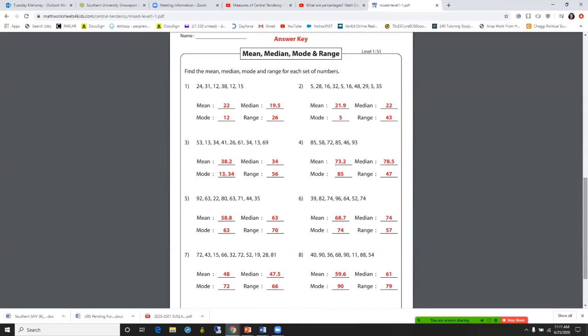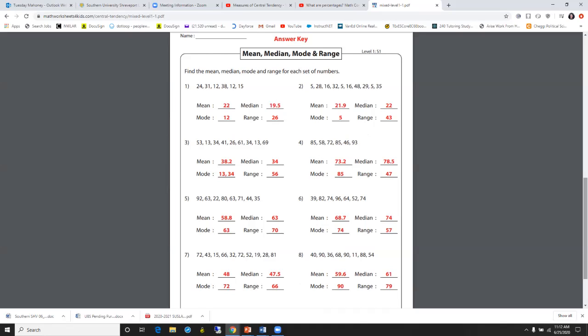All right, class, welcome back. Let's look over your sheets. Let's look at number 1. We have 24, 31, 12, 38, 12, and 15. If you arrange those in order from the least to the greatest, you shouldn't have a problem figuring out your mode, the median, the mean, and the range.